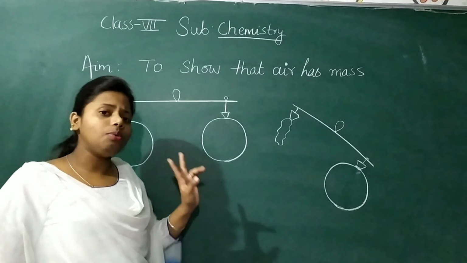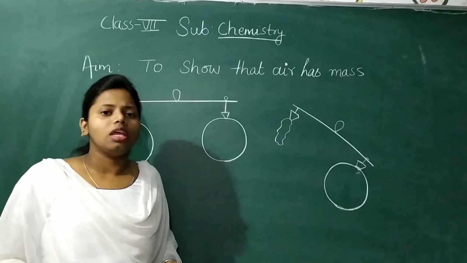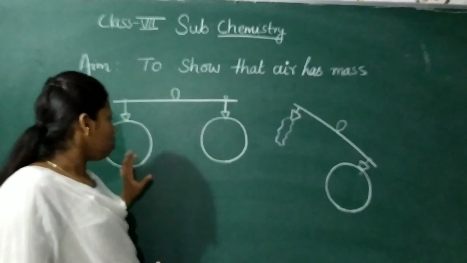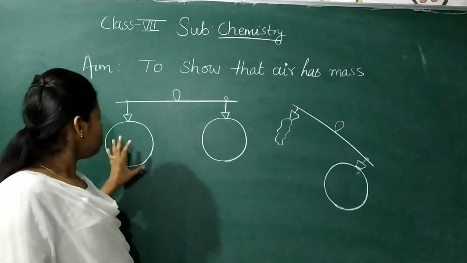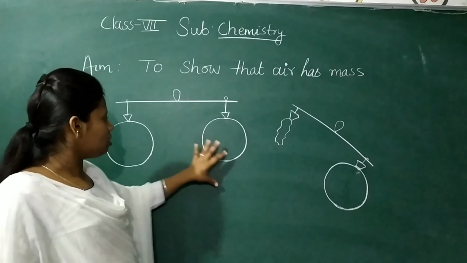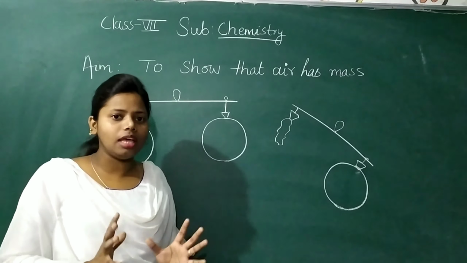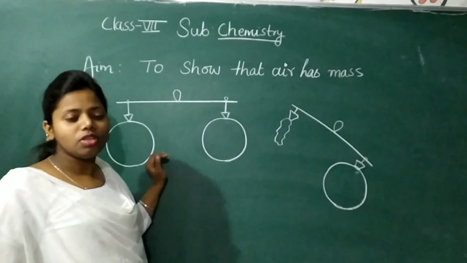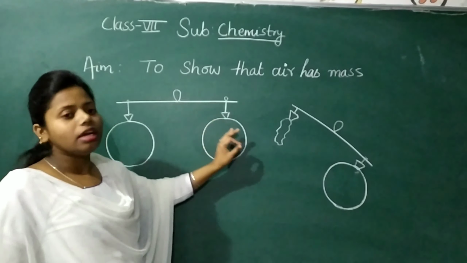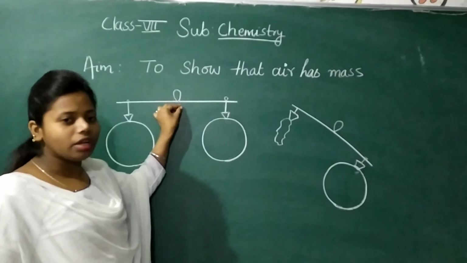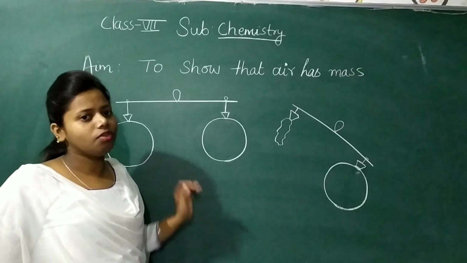What you will do? You will take two balloons and blow air into both of them. You have to keep in mind that both the balloons should be of equal size. Then you will tie both balloons at the ends of one stick. You will take one stick and tie it, and you will also tie one thread in the middle of the stick to balance it horizontally. Okay, you will balance it.